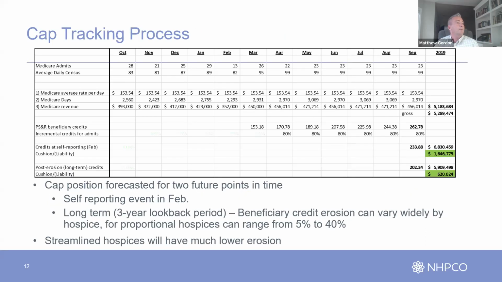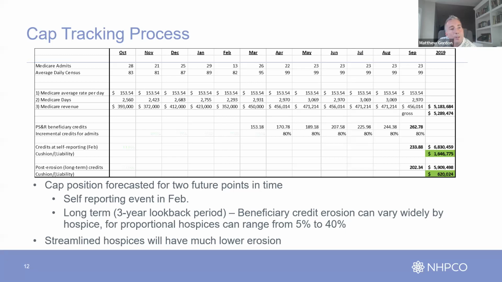Okay, cap tracking process. This illustrates an example of how I look at cap, and the importance of looking at a full year picture of where your cap is trending. So in this example, the point in time where this report would have been generated was April. And what we're looking at is, what are the beneficiary credits I have up through that time? Where's my census been running?